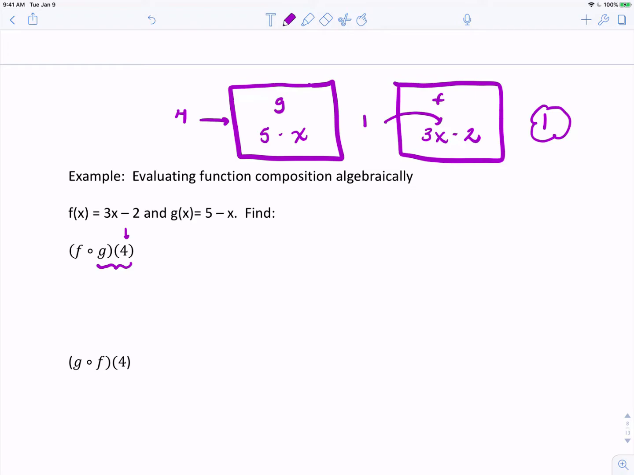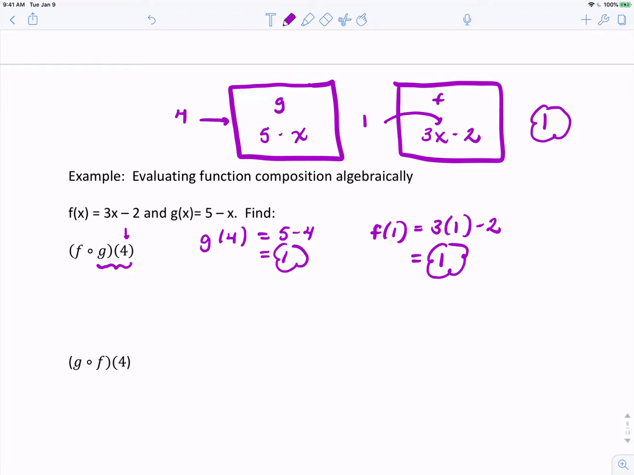So again, let's write out those details. So first we would find g of 4. So g of 4 is 5 minus 4, or in other words, 1. And now we're going to take that number 1 and we're going to plug it into function f. So f of 1 was 3 times 1 minus 2, or in other words, 3 minus 2, or 1, giving us a final answer of 1.